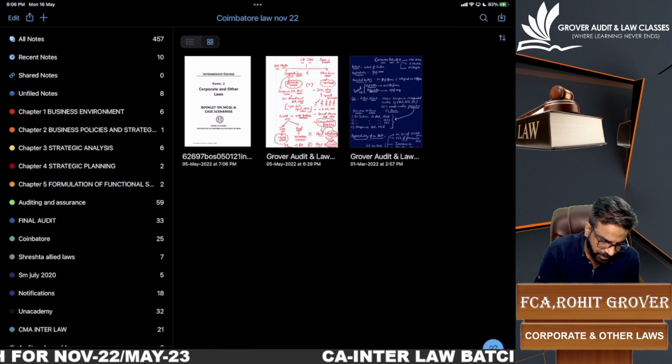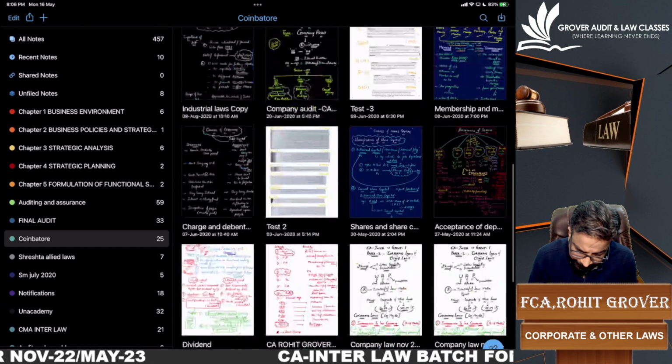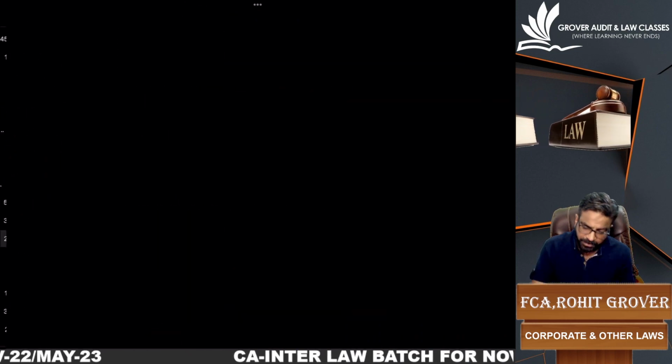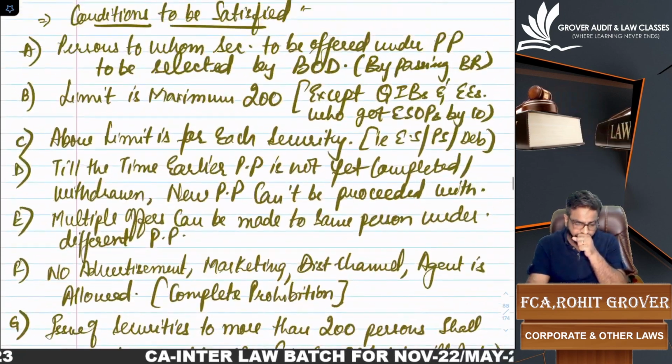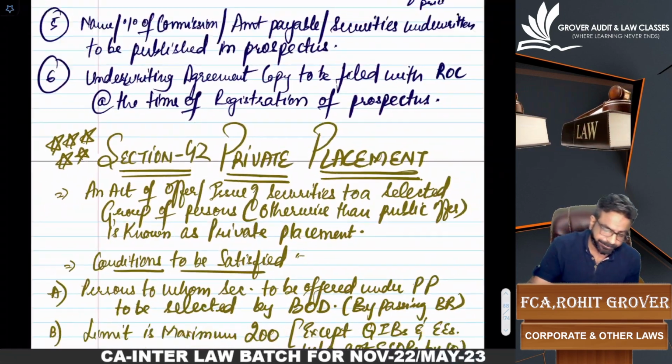There is a Coimbatore, this one, and company law notes. Okay.